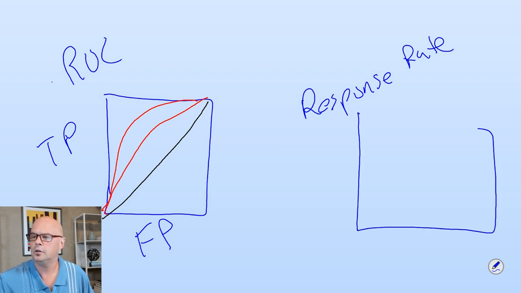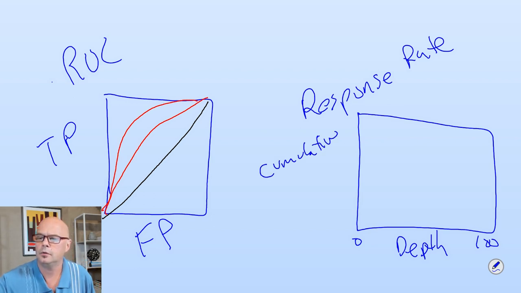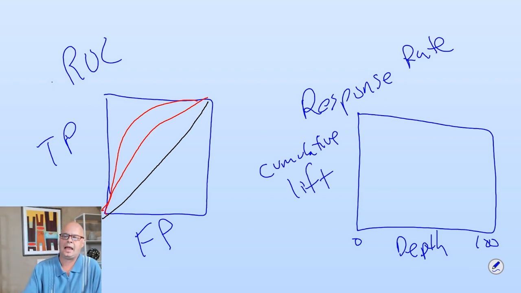And these charts are a little bit different. You can get the depth, or how deep you are down your list of customers, on the horizontal axis. And you get the response rate or lift, cumulative lift, plotted vertically. We'll stick with cumulative lift. Lift tells you how much better your model is at capturing the events of interest compared to the random or naive model. So a lift of 2 means that you're capturing twice as many responders as using a naive model.